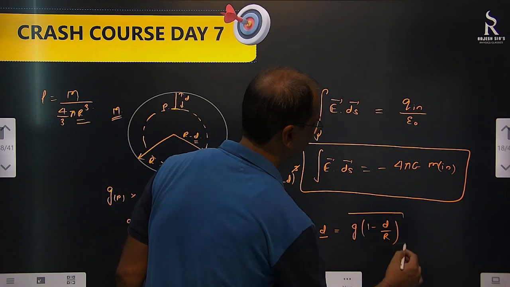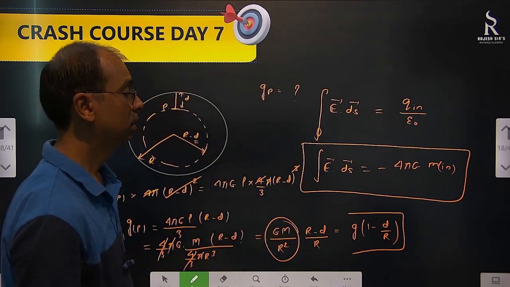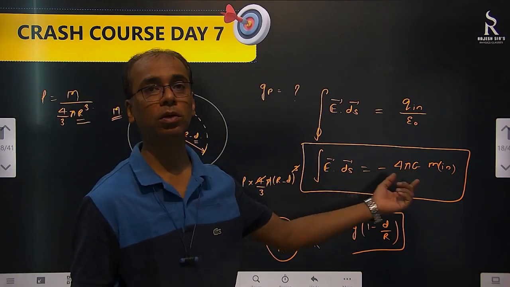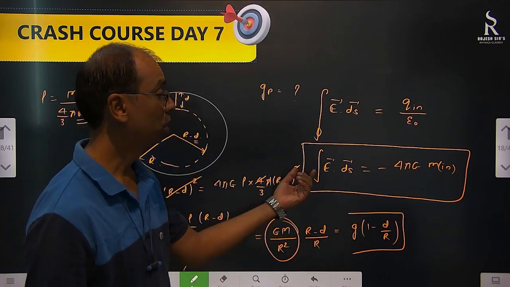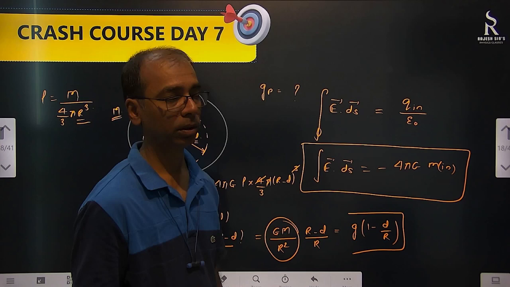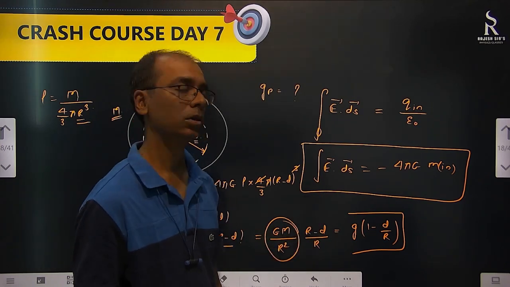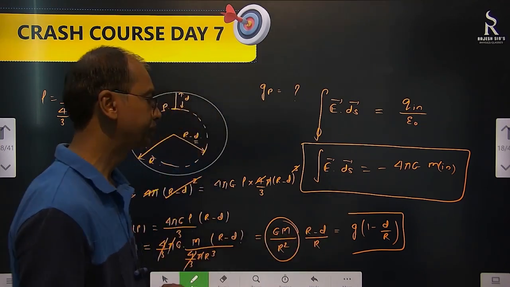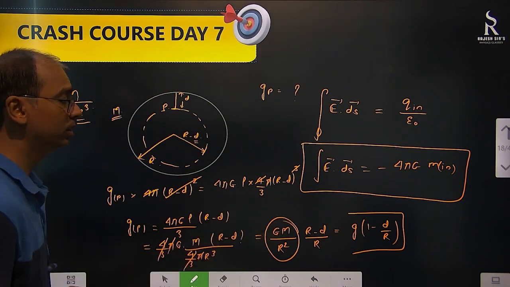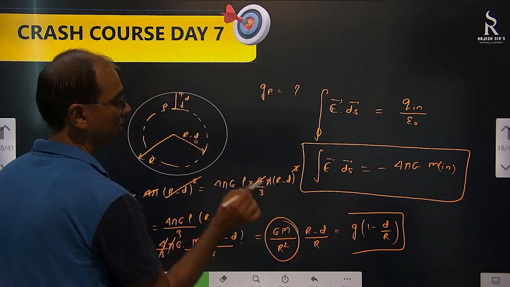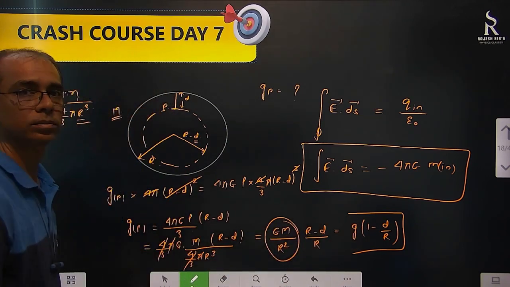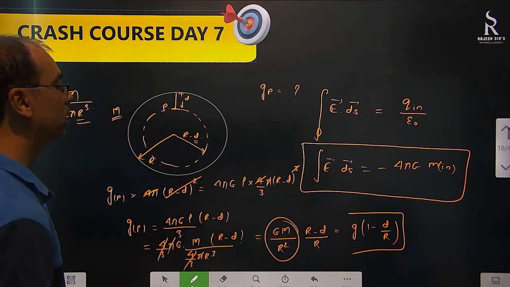Now I could have told you this directly, but in that case I would not have told you the Gauss law in gravitation. Gauss law in gravitation is also important. It helps you in a lot of places, so that's why you note this. So what is the acceleration due to gravity value inside? It is G into 1 minus d by R.